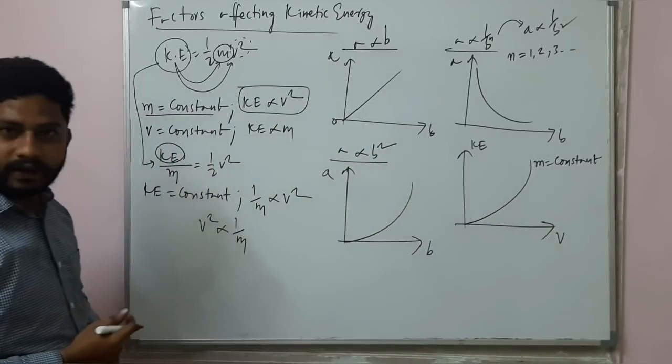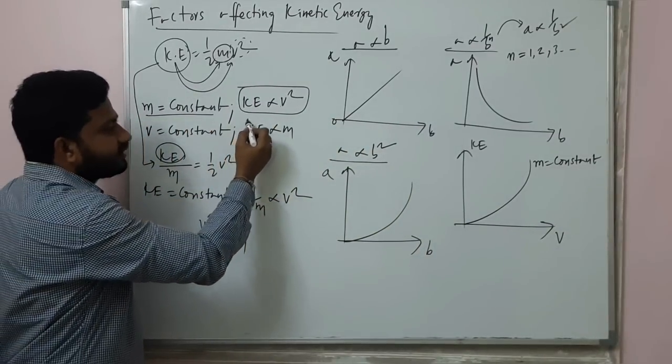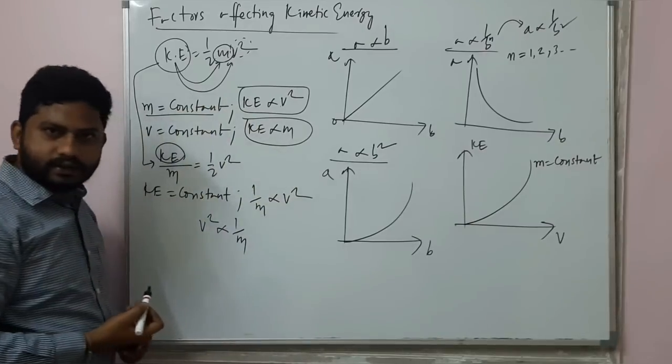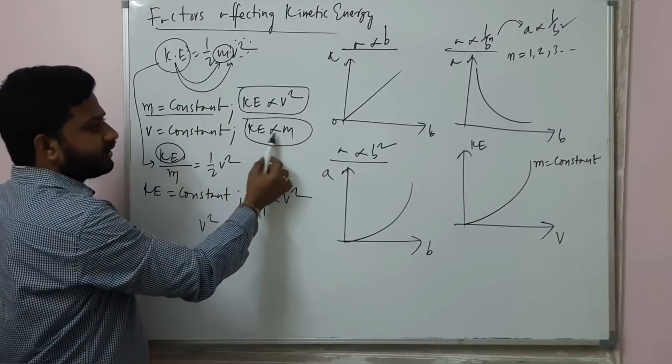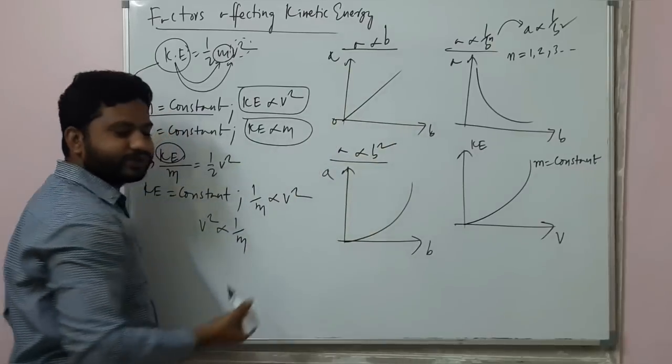Clear? Now, kinetic energy is directly proportional to mass. Directly proportional to mass, it is in the form of A is directly proportional to B.